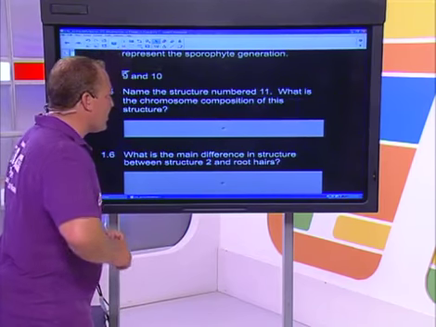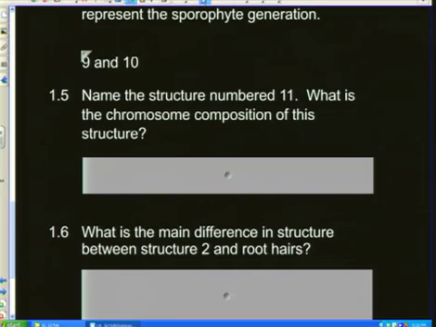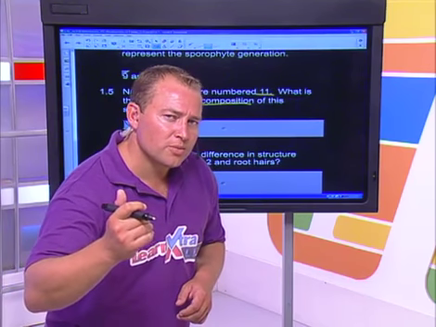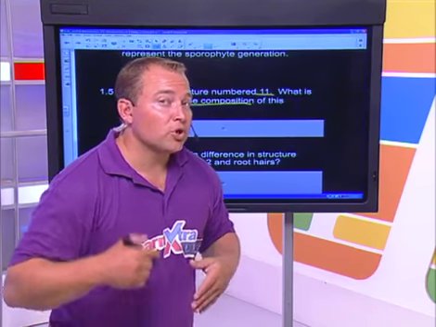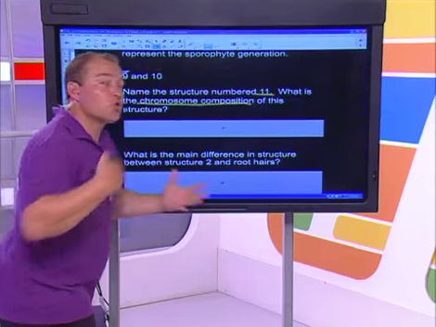Name the structure numbered 11 and the chromosome composition of the structure. What is chromosome composition? Remember whether it's got half the amount of chromosomes or not. So you've got diploid or haploid, 2N or N. Can you remember that? It wants to know which one it is.